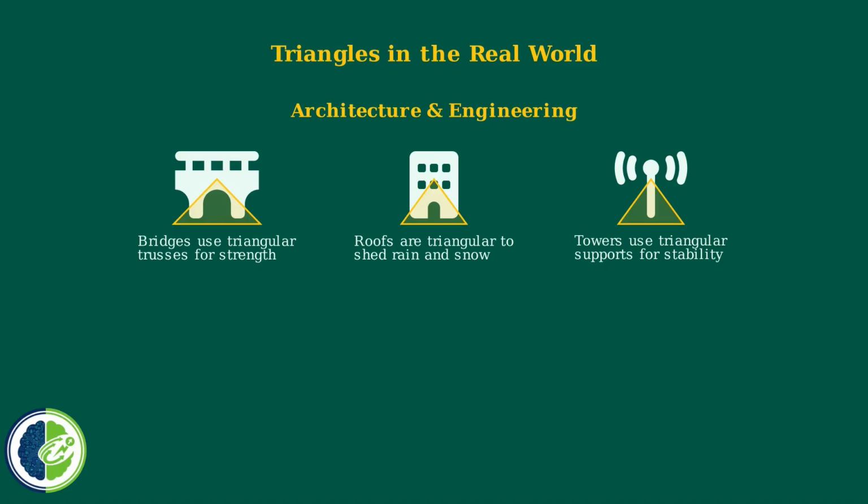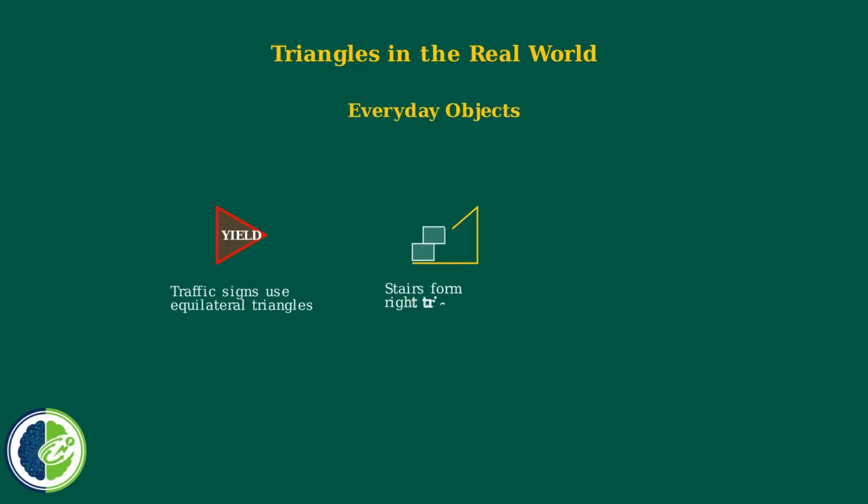Bridge trusses use triangular shapes to distribute weight evenly. Building roofs are triangular to efficiently shed rain and snow. Communication towers rely on triangular supports to withstand strong winds. Triangles also appear in everyday objects and signs that we encounter regularly. Traffic signs like yield signs use equilateral triangles for their distinctive shape. Staircases naturally form right triangles in their profile. Even pizza slices are typically cut as isosceles triangles for equal portions.